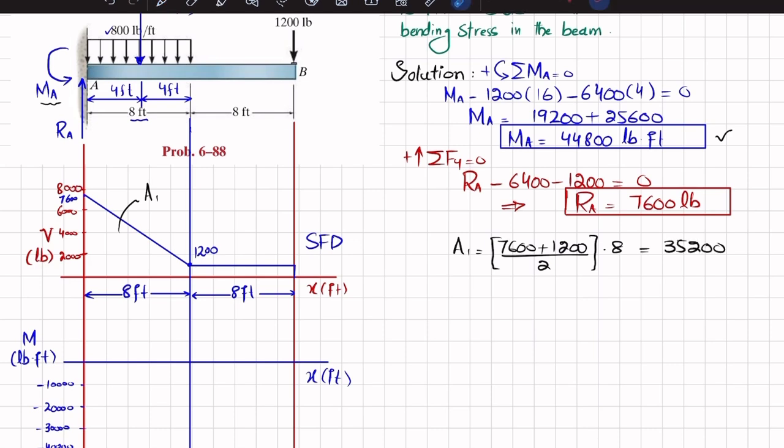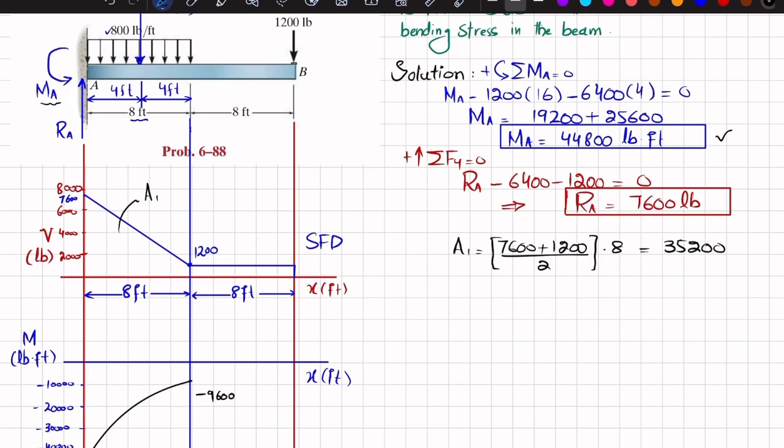Now here the moment is minus 44,800 plus this 35,200, which will change it to minus 9,600. So at this length we will have minus 9,600. Let this point be minus 9,600 pound-feet. Now you can see that this shear force is a first degree line and the slope is decreasing. So the bending moment will be a second degree curve and it will be in the clockwise direction. So you will join these 2 points using this curve.